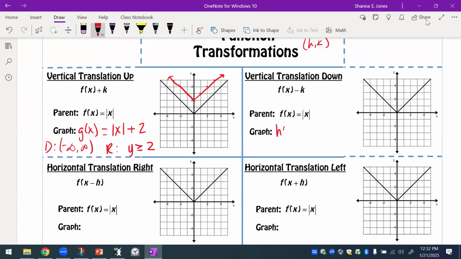When we did h of x, we had absolute value of x minus 2. It caused it to go down. The domain stayed the same, but the range changed, right? The range went down to negative 2. So now it starts at negative 2 and continues to infinity. So my points are now like this. And again, remember, the size of it didn't change. Just what I can see changed. Does that make sense?